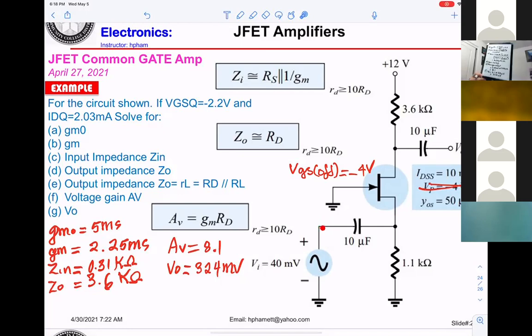The black lead goes to ground and the red lead goes right there where your red dot is. You must be using a DMM, not an oscilloscope. An oscilloscope will measure the peak to peak voltage, not the RMS.